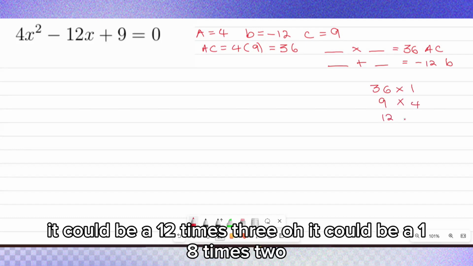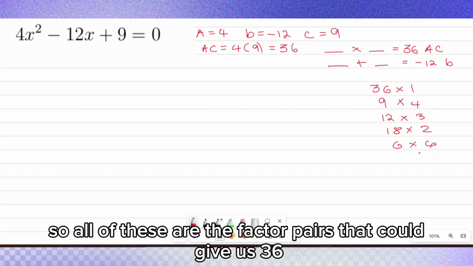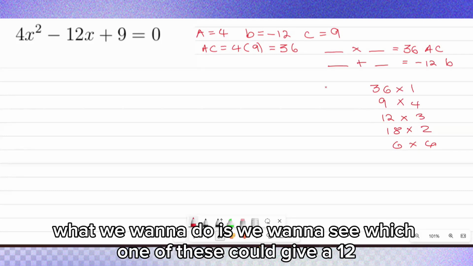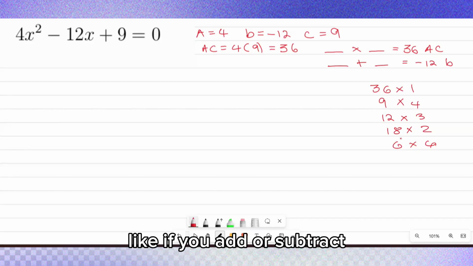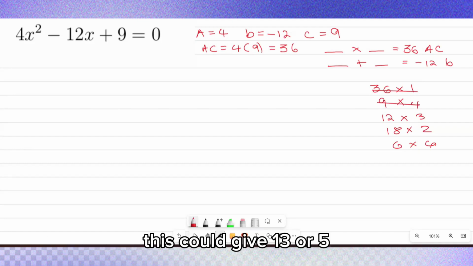It could be a 12 times 3. Well, it could be an 18 times 2. And it could be a 6 times 6. So all of these are the factor pairs that could give us 36. So what we want to do is we want to see which one of these could give a 12. Like if you add or subtract, this cannot give a 12. This could give 37 or 35. This could give 13 or 5.